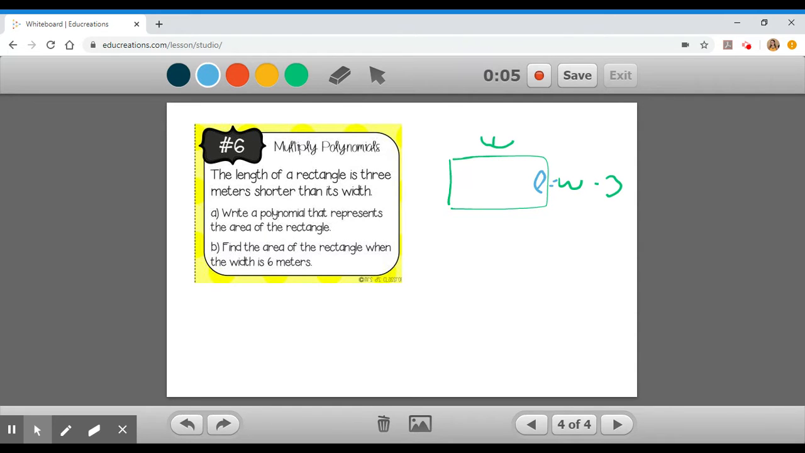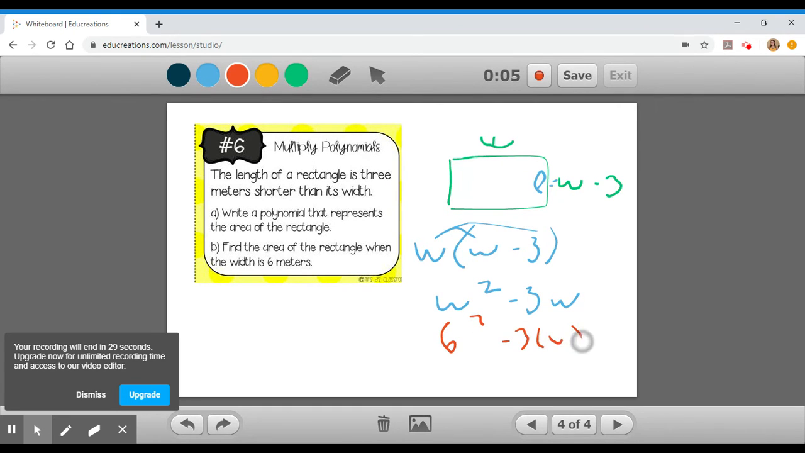Write a polynomial that represents the area of the rectangle. That would be something like the width times the width minus 3. So if I actually distribute it out, W squared minus 3W. Then for the second problem, find the area of the rectangle when the width is 6 meters. We'd be able to substitute that in. 6 squared minus 3 times 6, and then we'd evaluate.